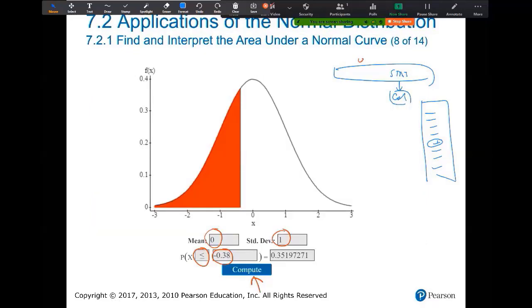Also, you can use Excel to find this value using technology, or you can use a TI-83, or SPSS, or Minitab, whatever statistical software.